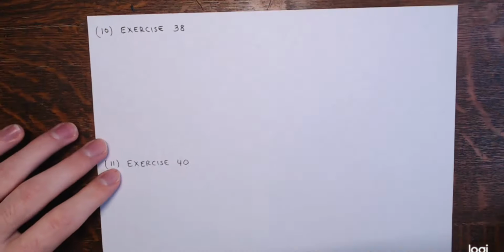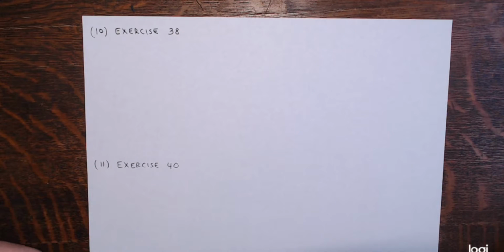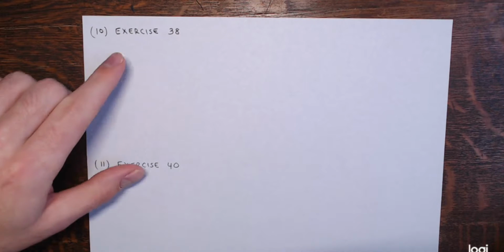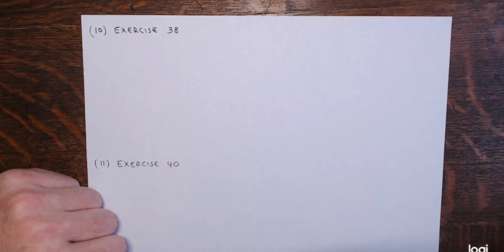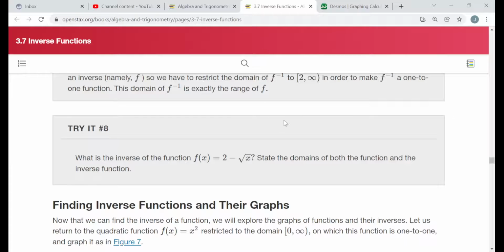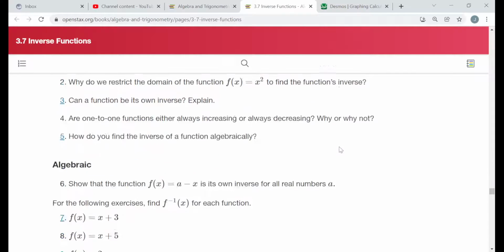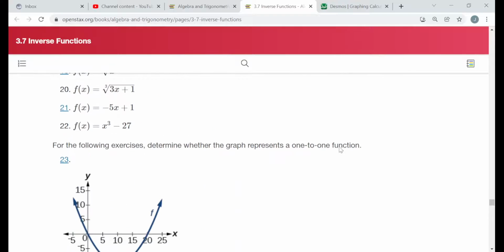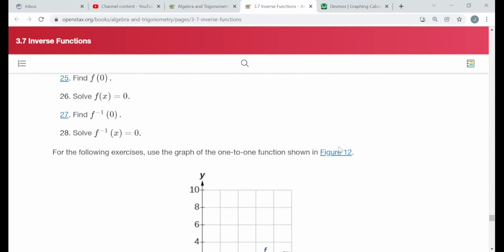And then here's my last page. All right, so example 10, I want to do exercise 38 from the text. Let's take a look at what that looks like. Going back to the text, scrolling down until we get to exercise 37. No, 38, I'm sorry, 38.